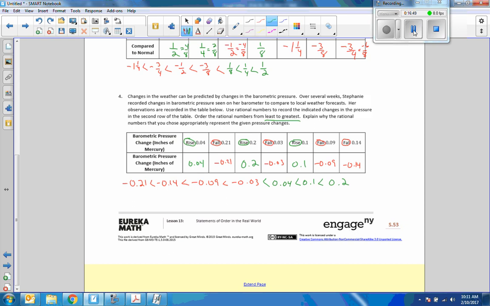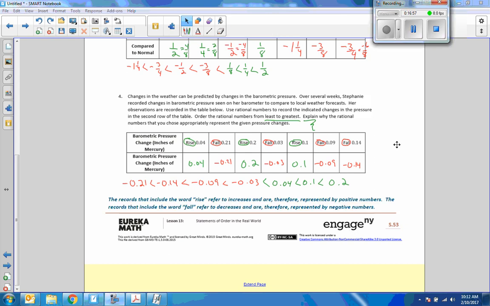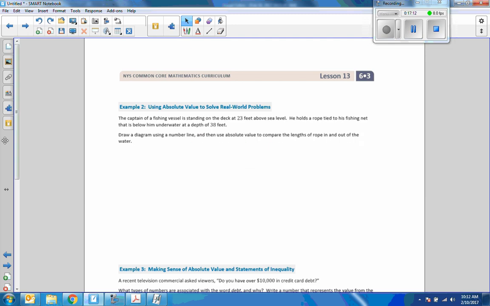Now I'm going to bring in the explanation. Explain why the rational numbers are represented appropriately. Okay, the records that include the word rise refer to an increase and are therefore represented by positive numbers. The records that include the word fall refer to decreases and are therefore represented by negative numbers. Okay, next question, example 2.